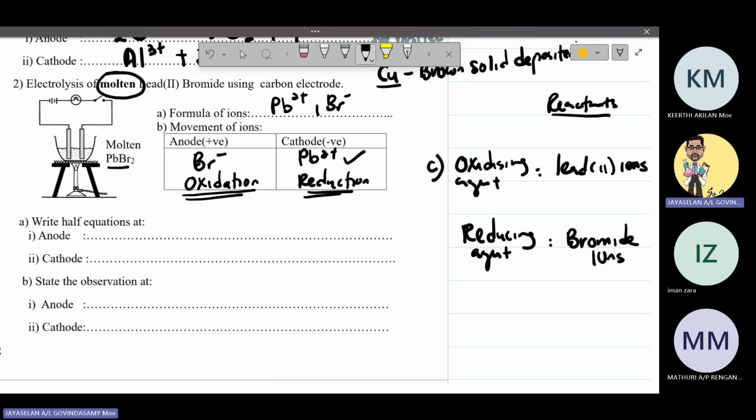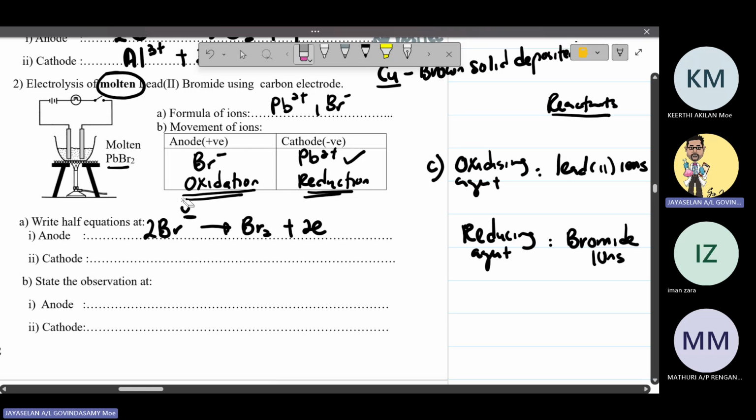Okay, now I do the half equation at anode. Bromide ion, kena letak 2, it becomes bromine. Okay, lost how many electrons? 2 darab 1, 2 electrons. It loses or donates 2 electrons. Release pun boleh. Okay, kan, dua.